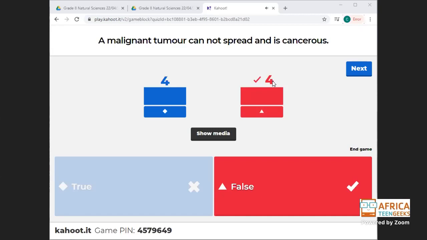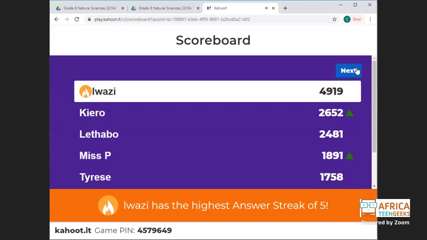Yebo. And the answer is false. Guys, read your question. It says a malignant tumor cannot spread. Remember, tumors can spread, all right? And indeed, a malignant tumor is cancerous. Let's see who's topping. Lwazi. Okay, Kyra, Letabo, Miss P, and Tyrese.